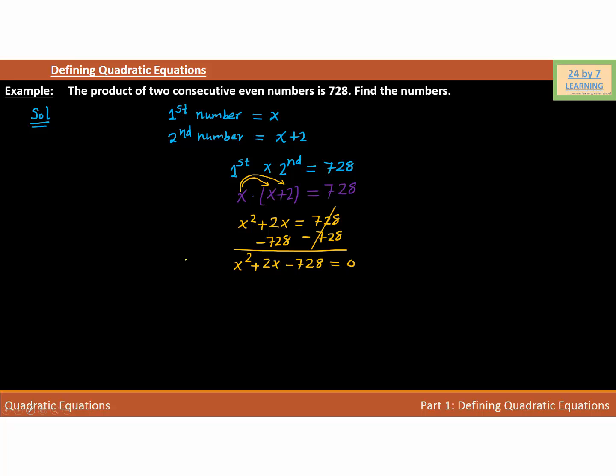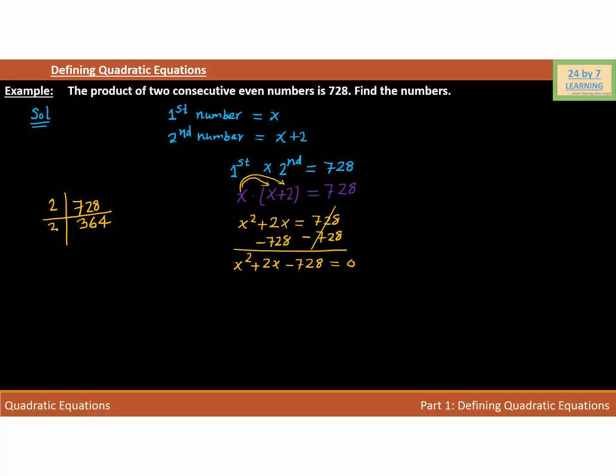Now what I need to do is find the factors of 728, so that when we subtract, we get 2, and when we multiply, we get 728. So let's find the factors of 728. I will divide first by 2. 7 over 2 is 3, and then I have 1 remainder. So 1 and then 2 is 12. 12 over 2 is 6, and then 8 over 2 is 4.